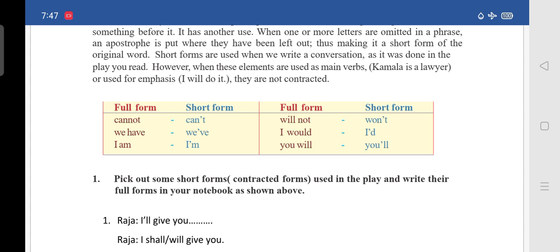We have, I am, will not, won't, I would, I'd, you will, you'll. So these are the short forms.